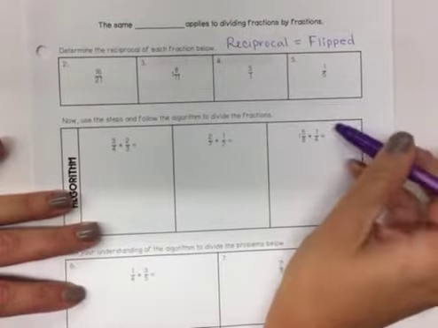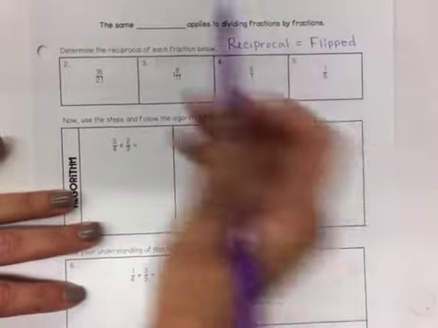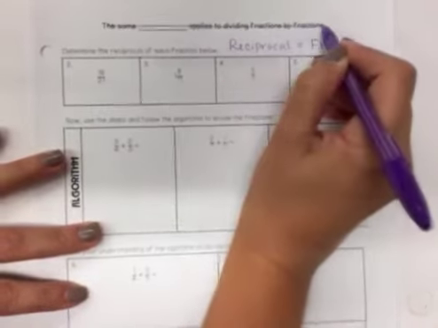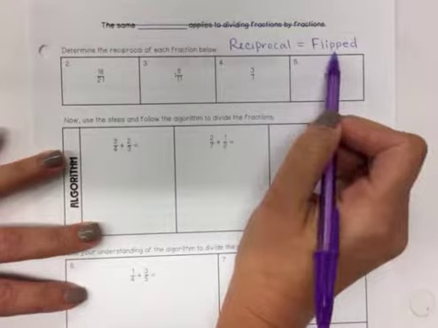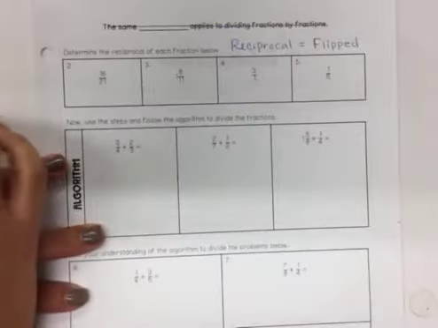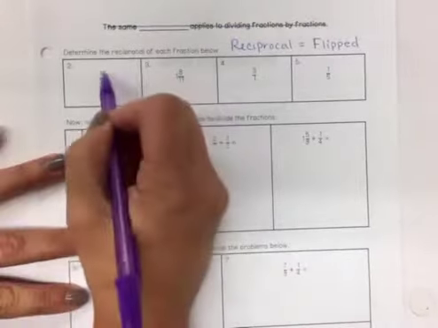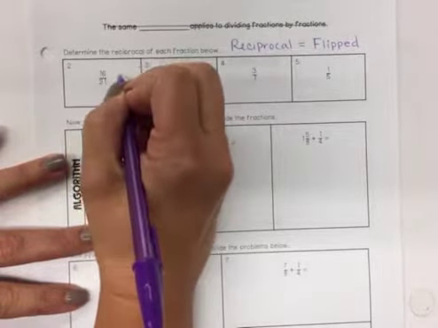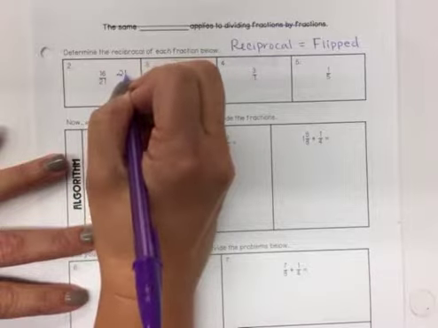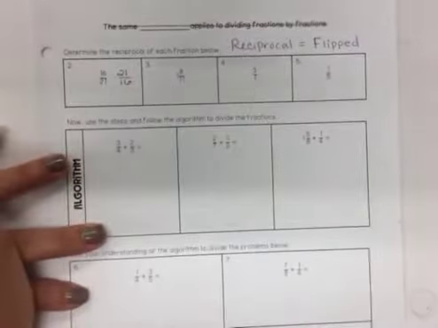Okay guys, for your dividing fractions, don't worry about this line right here, but I do want you to write down reciprocal equals flipped. What that means is that I'm going to take this fraction and I'm going to flip it. So 16/21 will actually become 21 over 16.